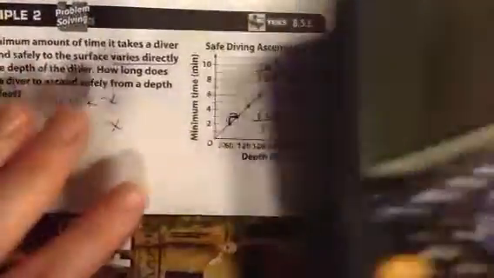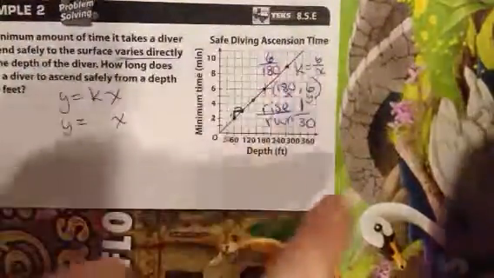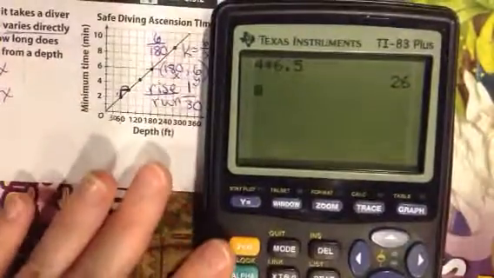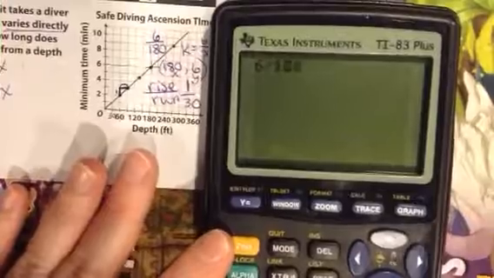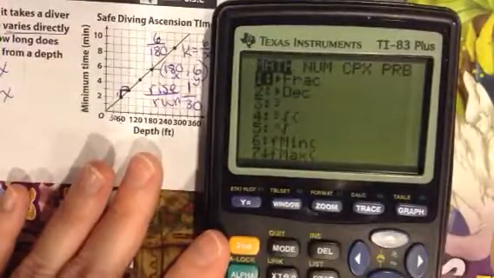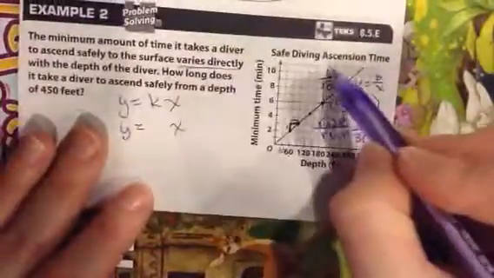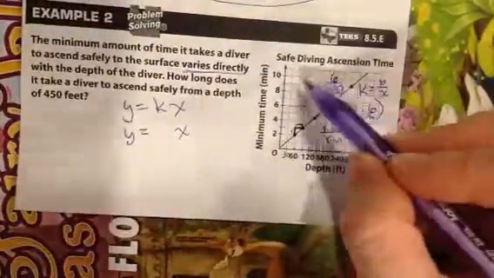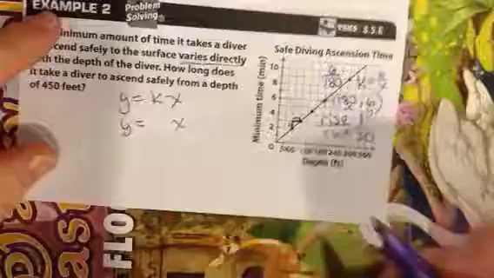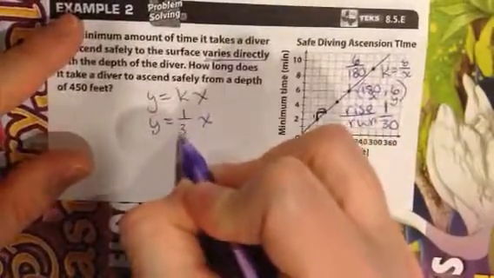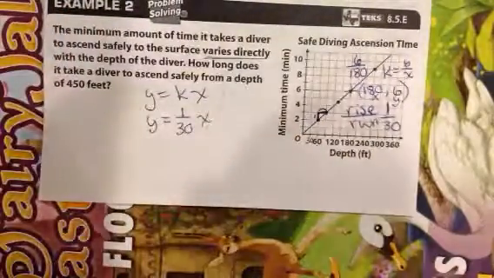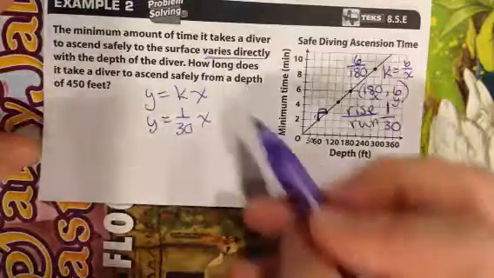number. So I want to see if 6 over 180 will reduce to what I got whenever I did rise over run. And it does. And it's kind of a shorter way that only works for proportional. Just divide y by x. So I'm going to keep it as a fraction, but it's reduced to 1 over 30.